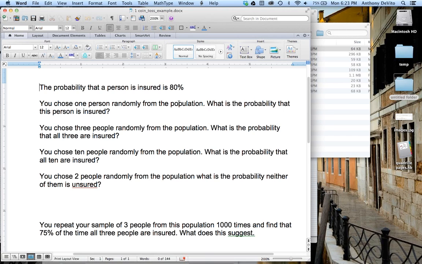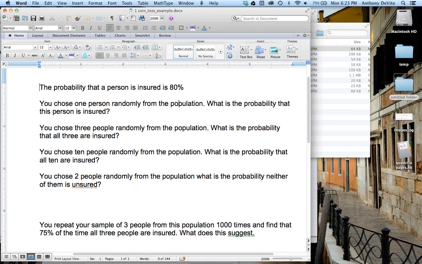Okay, now let's take a look at this from another perspective. Let's say you choose 3 people randomly from that population. What's the probability that all 3 are insured? 80% that one is insured? Well, once we pick that one person and they're insured, that's an independent event. The next person's an independent event. It has nothing to do with whether the first person was insured, so that's 80% also. And the next person is 80% also, not dependent on the results of the first 2 picks.